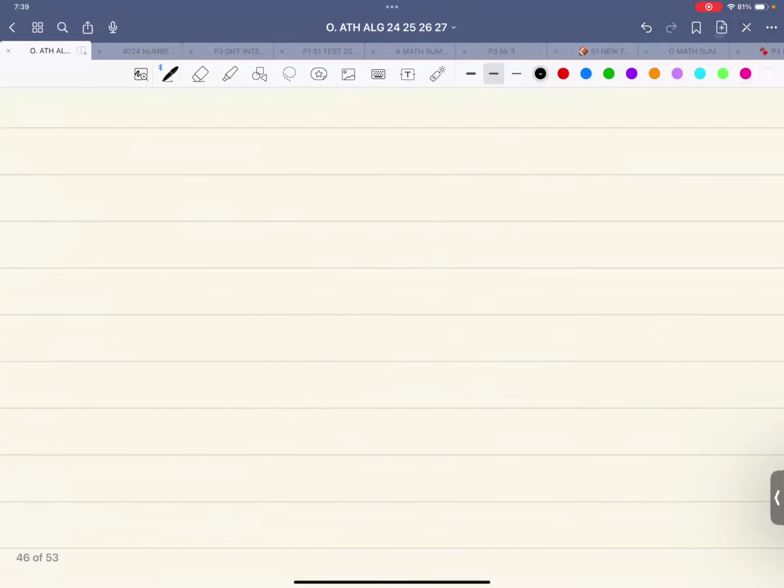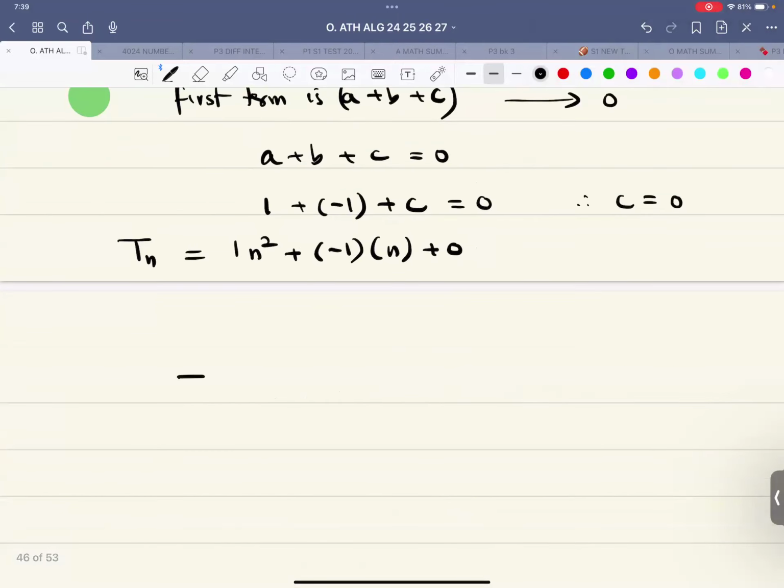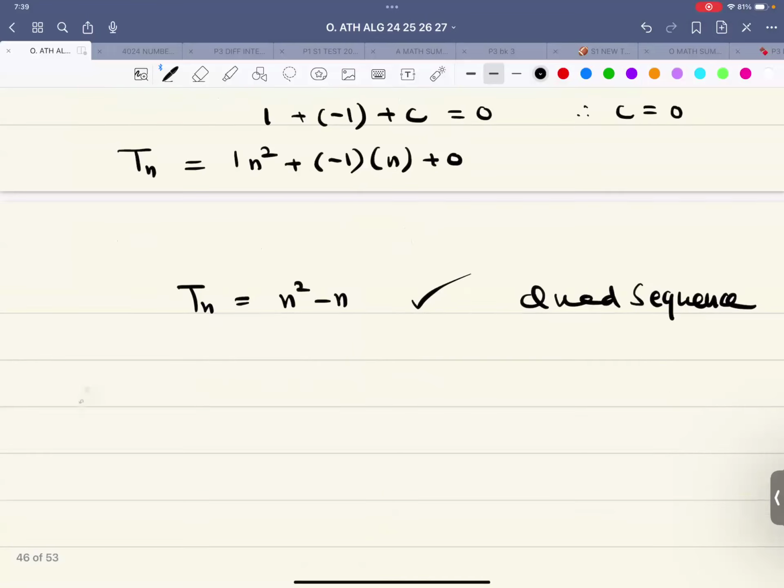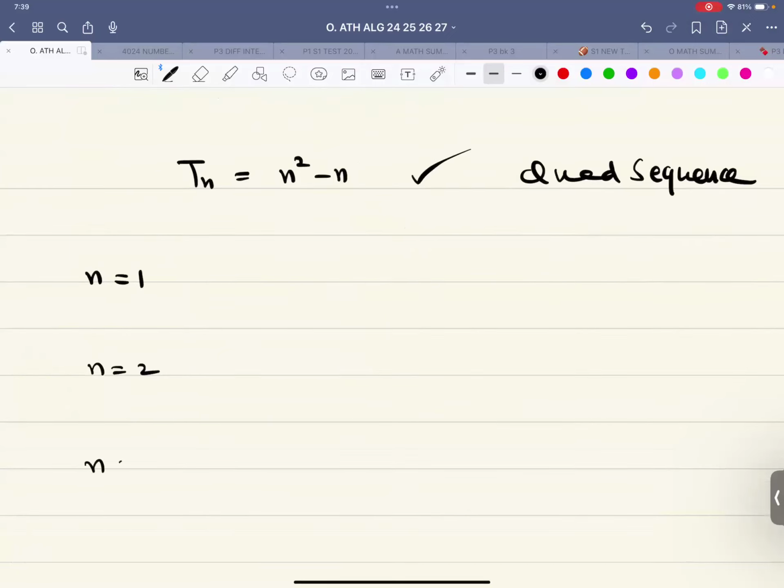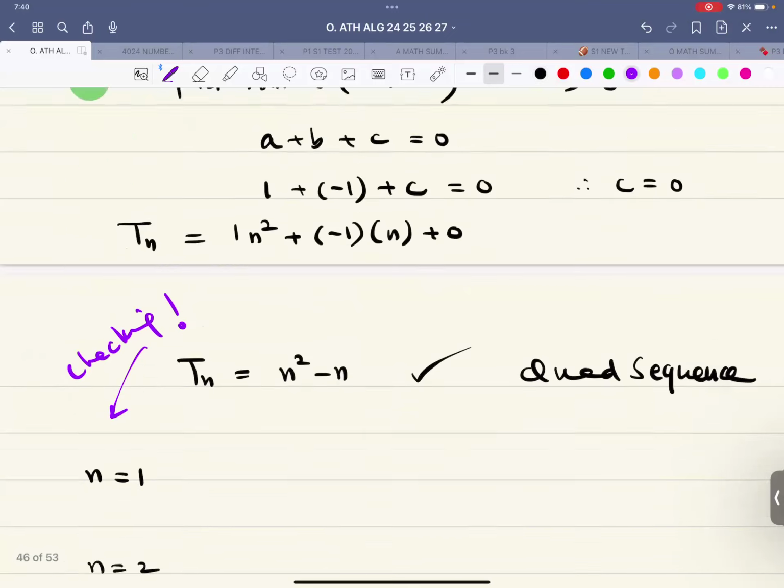Let me add a page and I'll double check this. So therefore, Tn is equals to n square minus n. That is the quadratic sequence, and that is the kind of working that needs to be done. Now let's double check. N is 1, n is 2, n is 3, n is 4. This is just for checking so that I'm very, very sure that I'm on the right track.